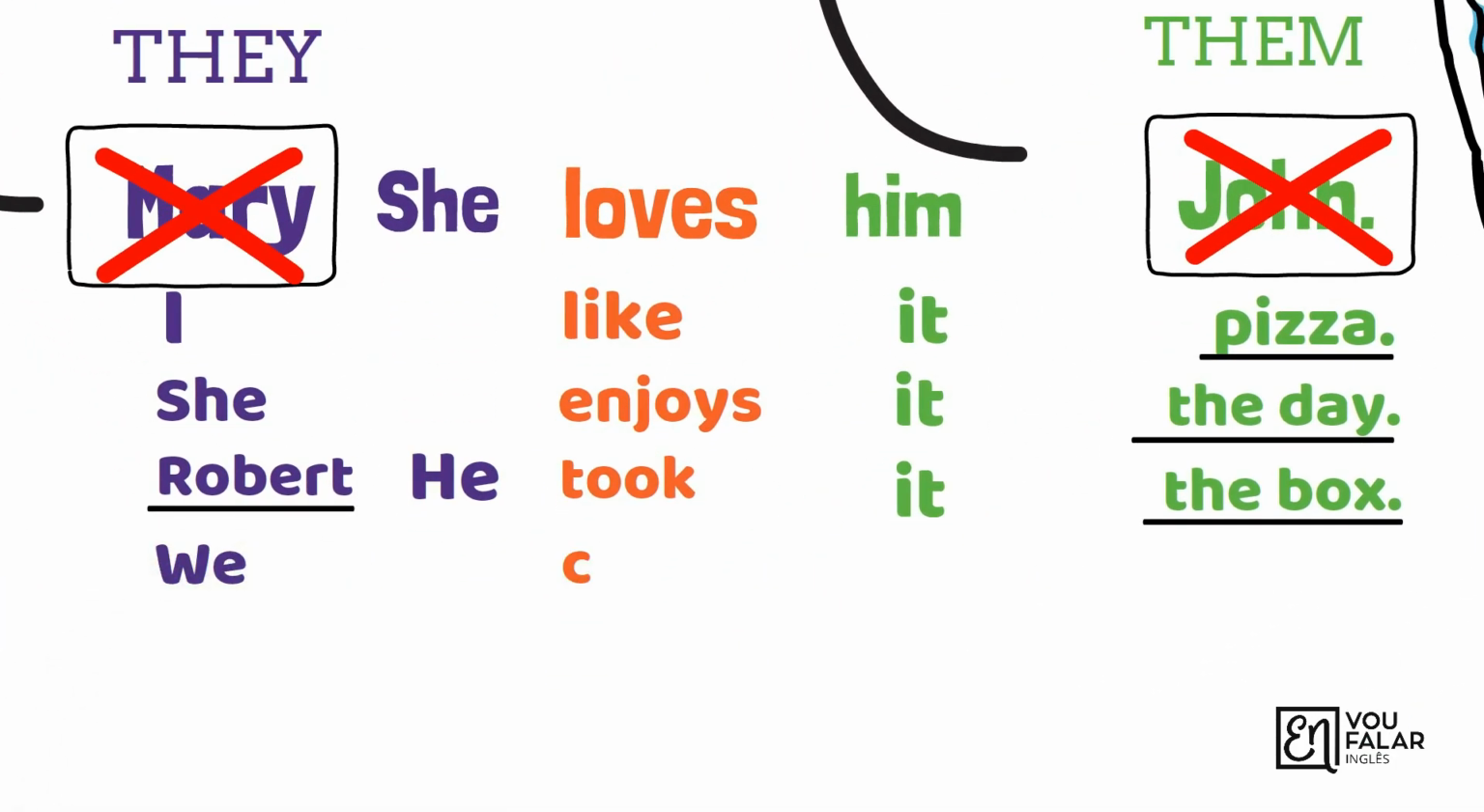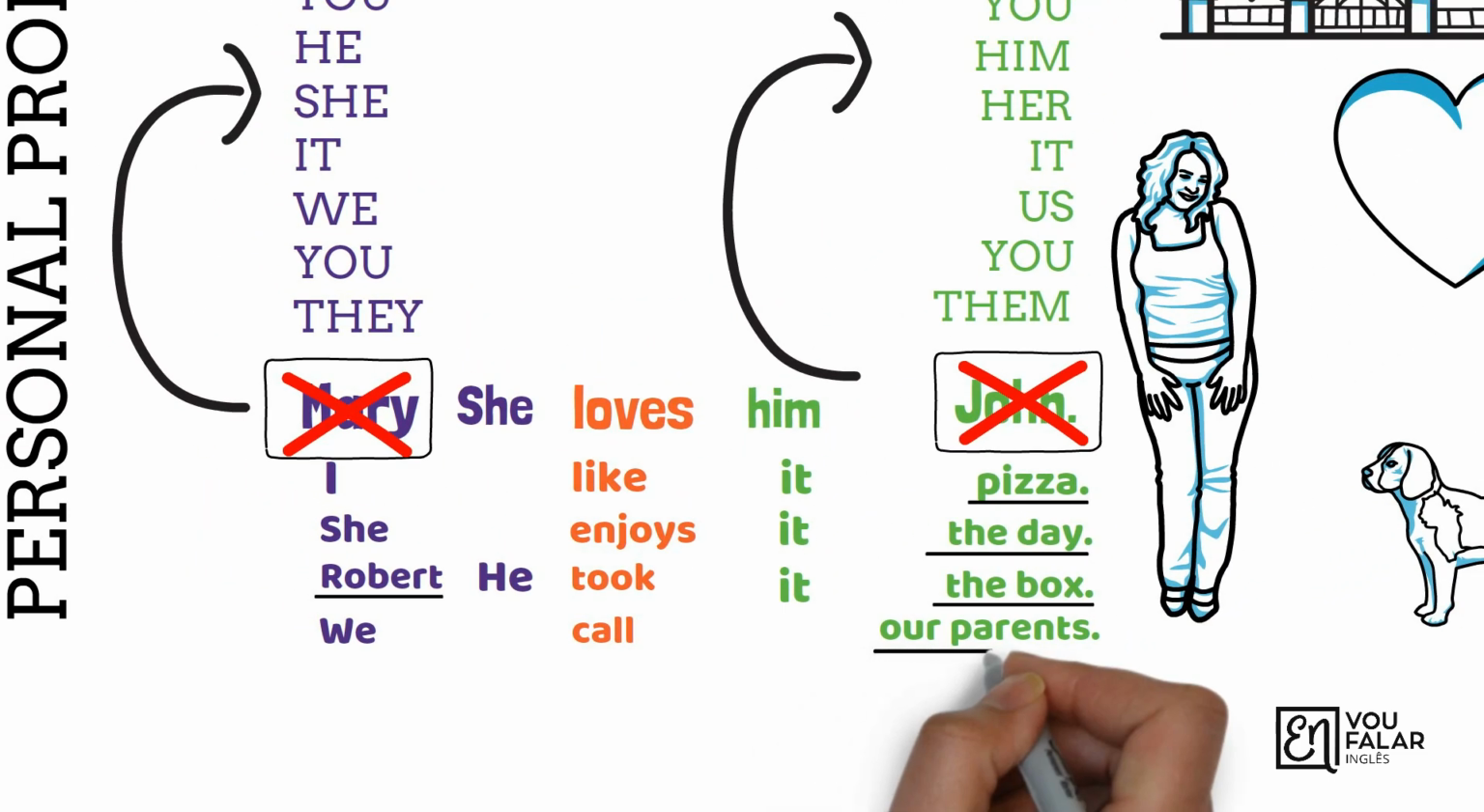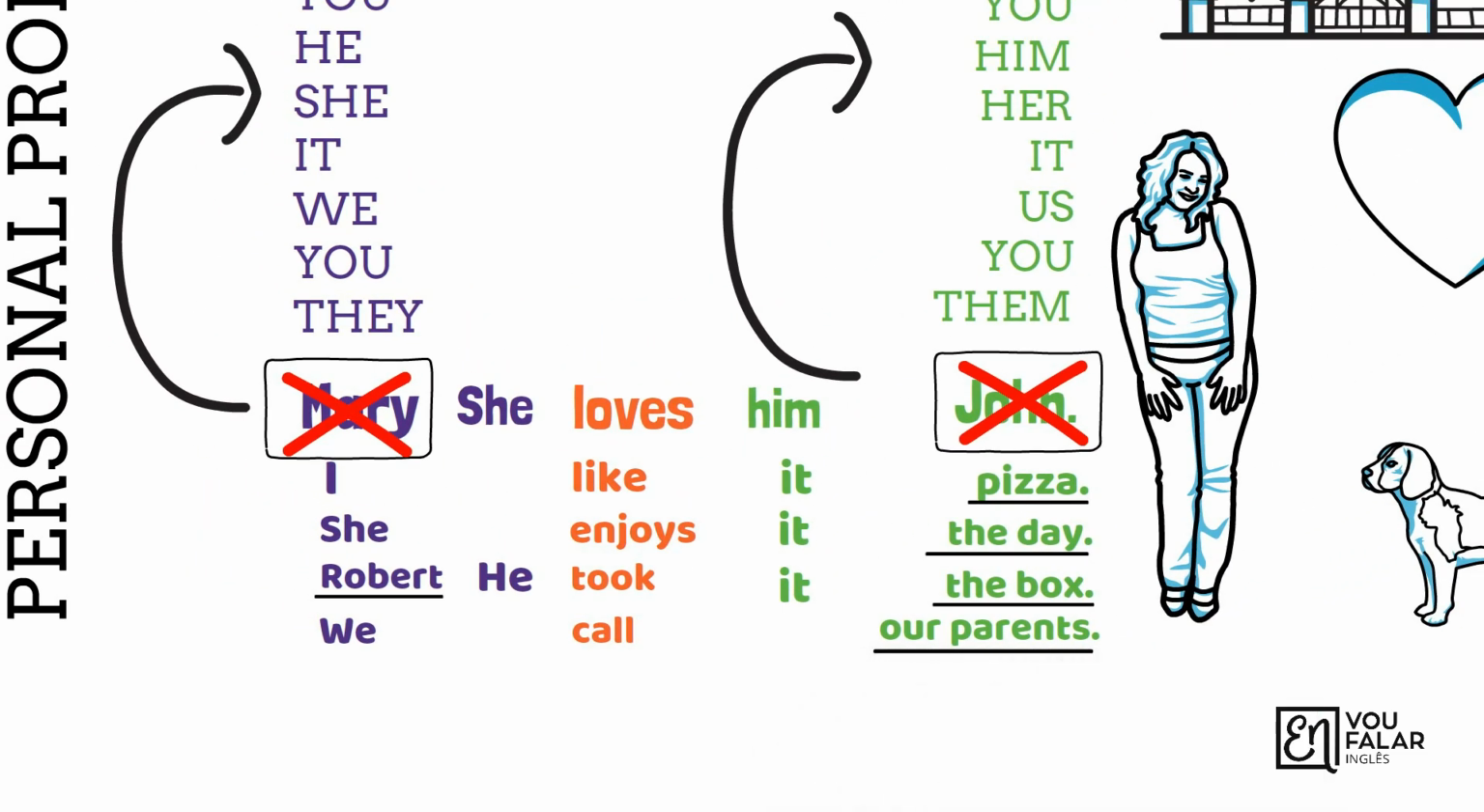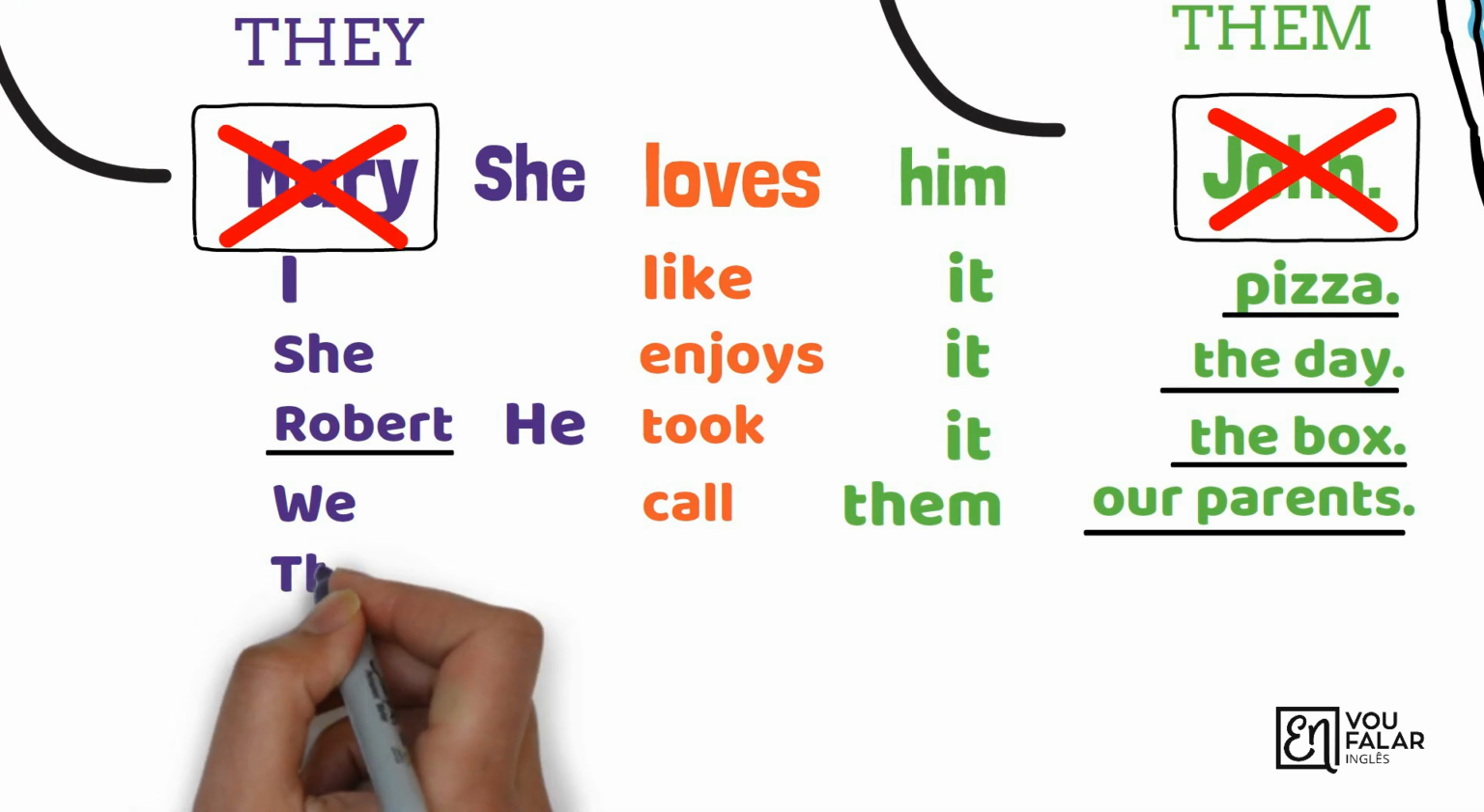Next, we call our grandparents. We is already a subject pronoun. Our grandparents can be substituted by an object pronoun. Which pronoun do you think it is? Correct. Our grandparents can be replaced by them.